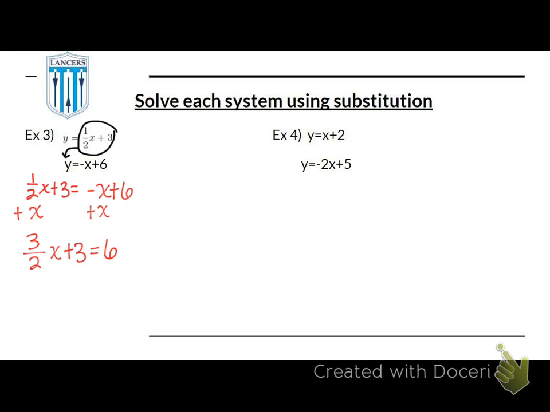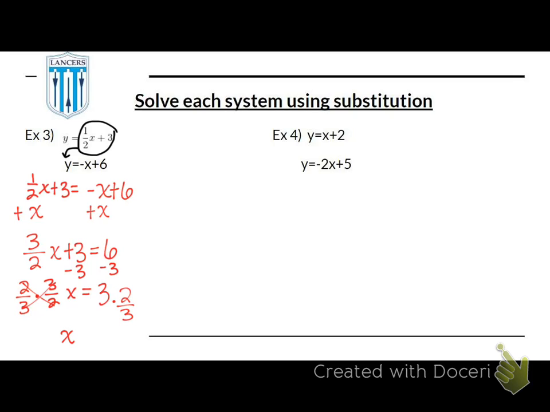Still solving for x. What should I do next? Subtract the 3. 3/2x is equal to 3. Who remembers how to get x alone when it's getting multiplied by a fraction? Dominic? Use your reciprocal. Multiply both sides by the reciprocal, which would be 2/3. On the left side, what happens with our fractions? Cancel each other out. We just have x.